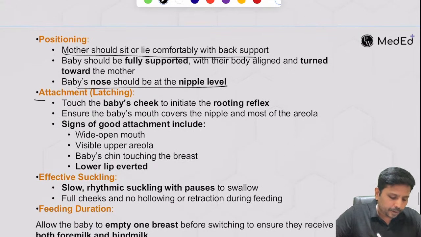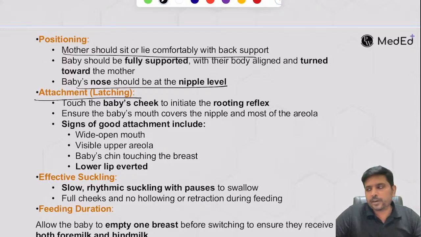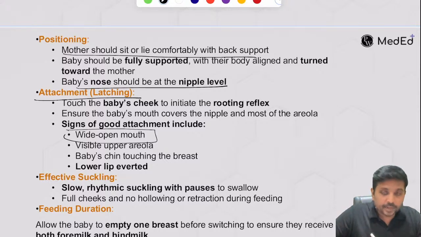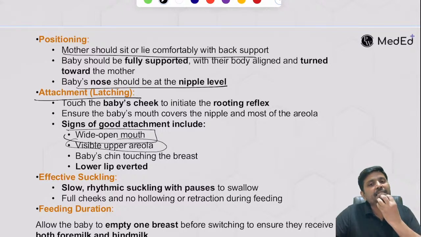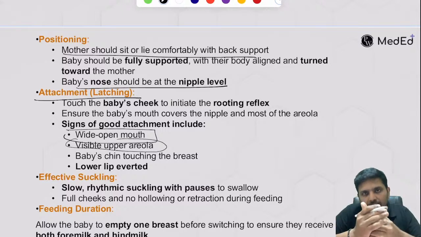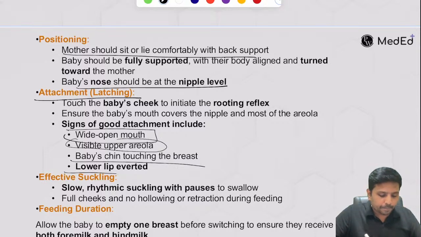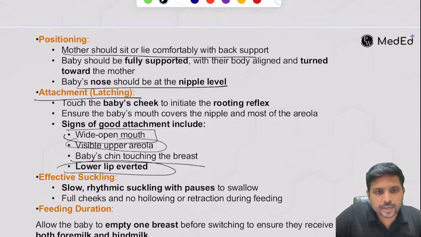What is called proper latching? First, a wide open mouth. Second, the upper part of the areola should be visible. Third, the chin should be against the breast of the mother. Fourth, the lower lip should be completely everted.